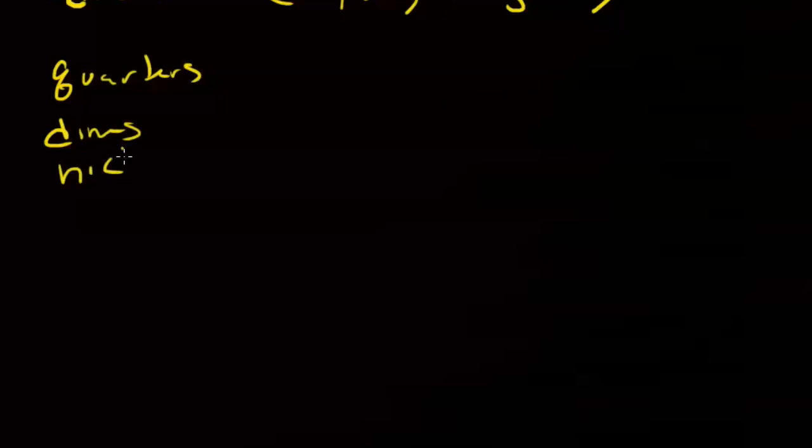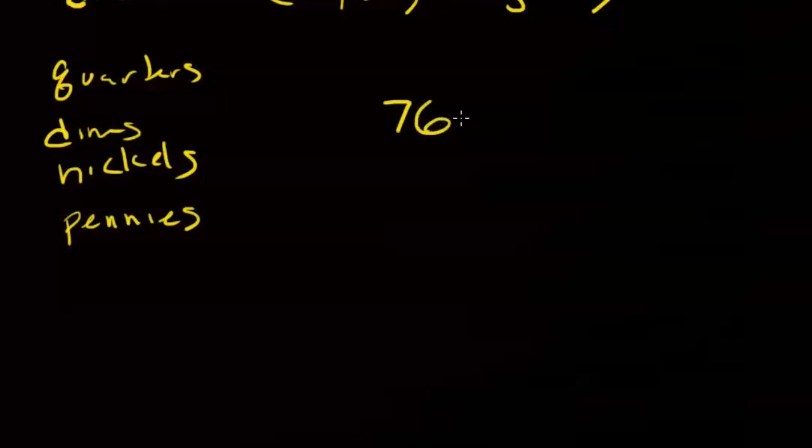Outputs are quarters, dimes, nickels, and pennies. And we need to figure out how to calculate this. Usually it's easiest to go by way of example. So let's do 767 cents.